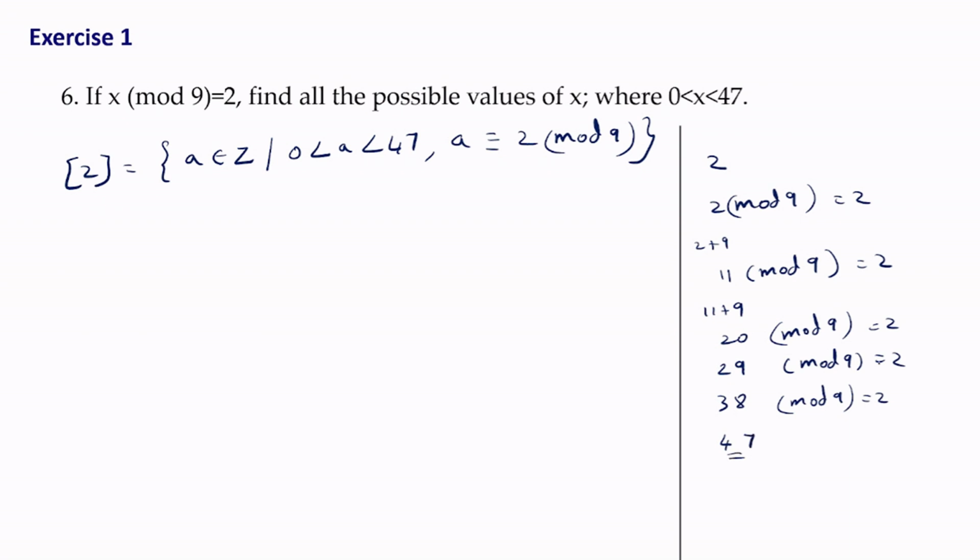But 47 does not lie in this interval because x varies from 0 to 47 but less than 47. So we do not have 47. So the equivalence class of 2 is nothing but 2, 11, 20, 29 and 38. So these are the various possible values of x.